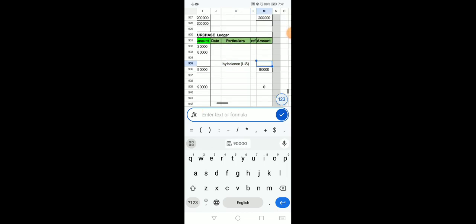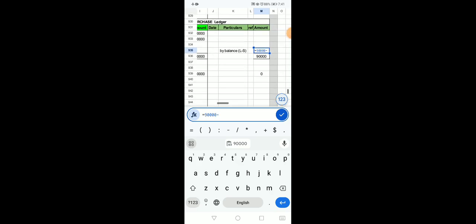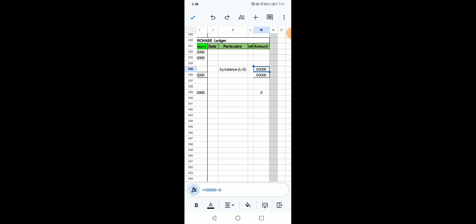And now you will calculate the mathematical statement. What was the larger sum? You can see over here it was 90,000 and you will subtract the smaller sum which was 0. So here you have got your initial balance.